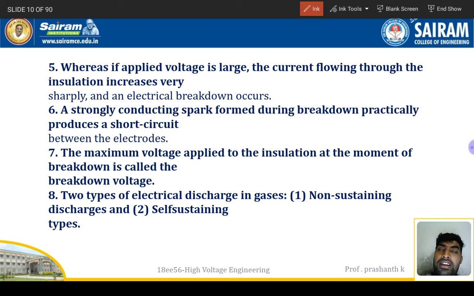Similarly for air, we use two spheres, two flat electrodes or pointers, and make a breakdown to check what the voltage and the strength are in the laboratory. A strongly conducting spark formed during the breakdown practically produces a short circuit between the electrodes. The maximum voltage applied to the insulation at the moment of breakdown is called the breakdown voltage.